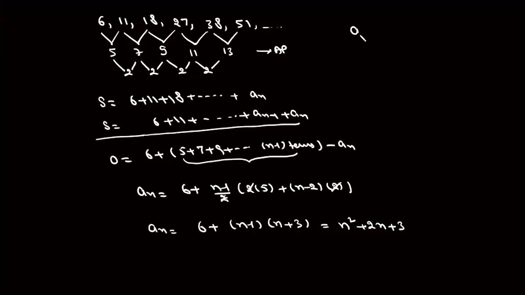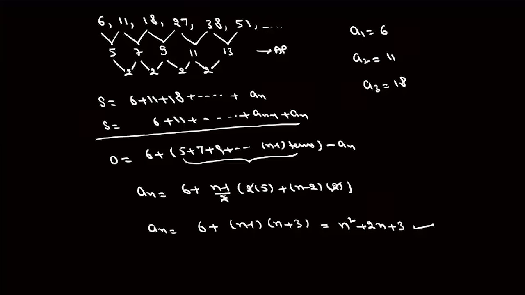We can verify also. If we put n as 1, we'll get a1. So it'll be 1 plus 2 plus 3, 6. If we put n as 2, it'll be 4 plus 4, 8, 8 plus 3, 11. For a3, it'll be 9 plus 6, 15, 15 plus 3, 18. So this is your nth term.